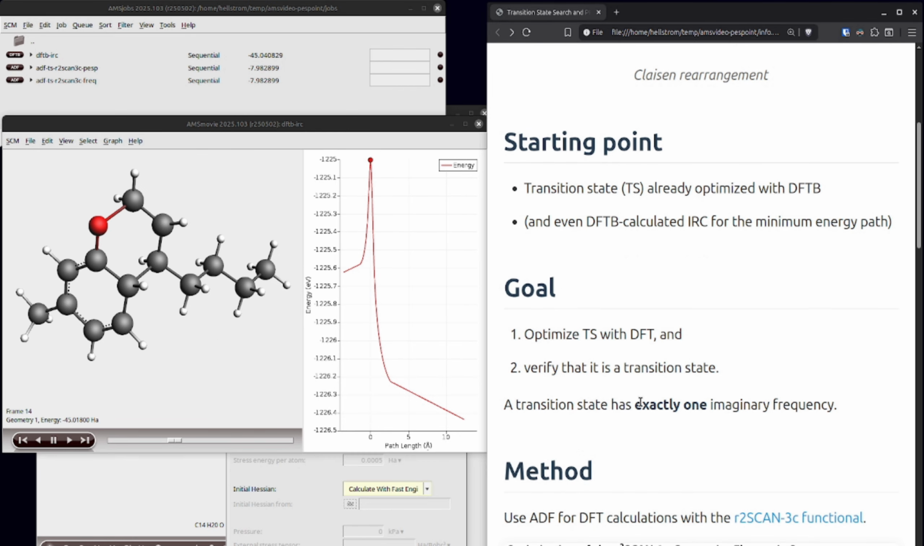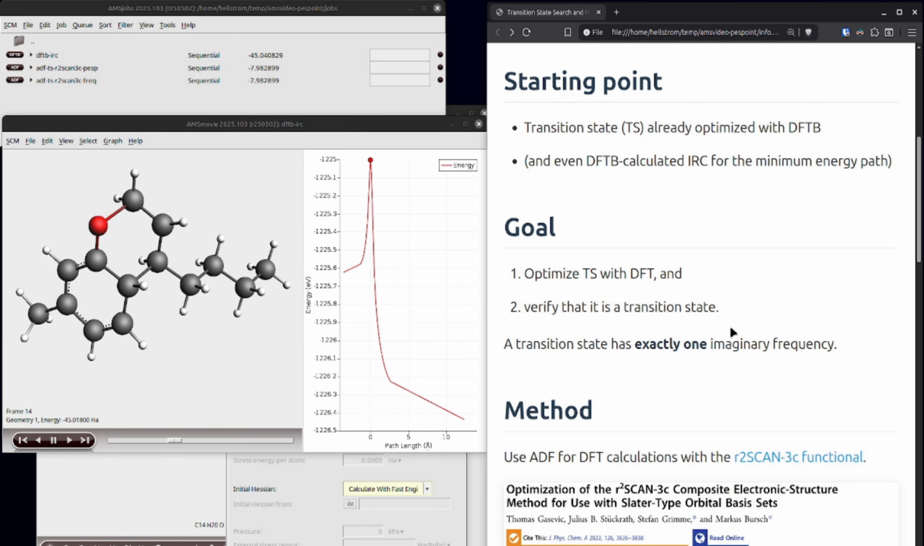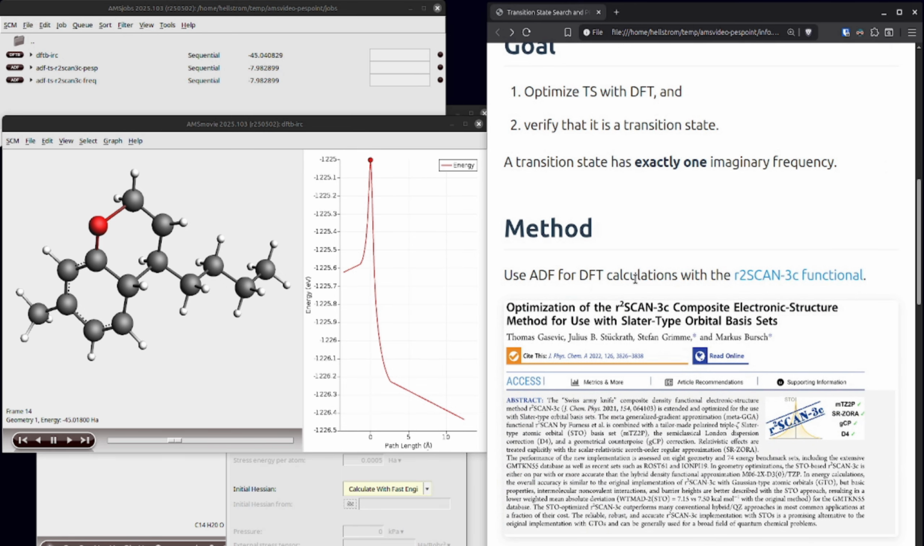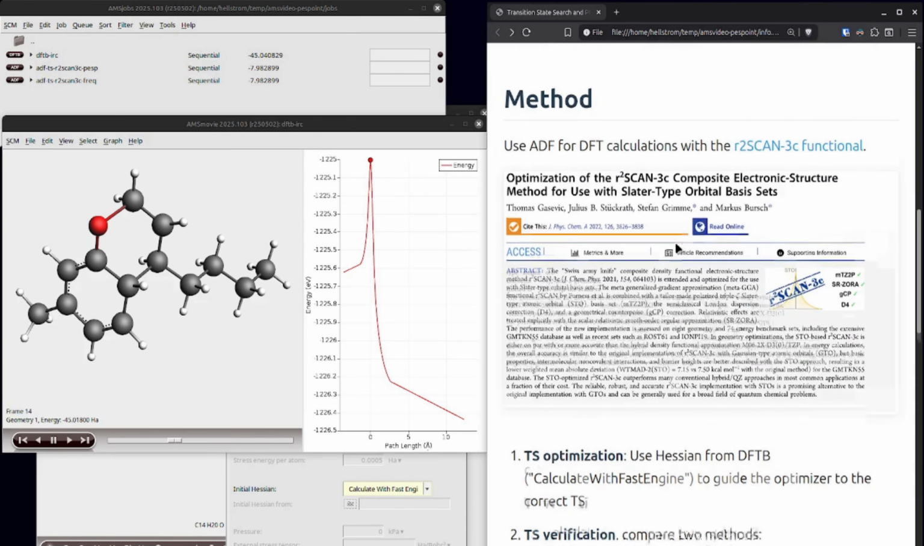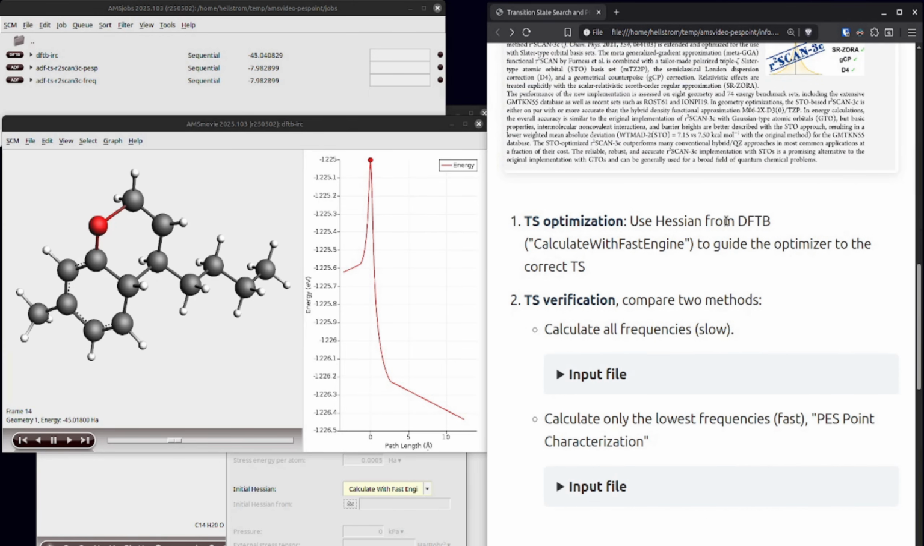And the way to verify that you have a transition state is that there is exactly one imaginary frequency. So the method that we'll use is ADF for the DFT calculation together with the functional, and that's from this paper here, which implemented this functional into ADF with Slater type orbitals. So we'll use a DFT functional, and then we'll use a transition state optimization.